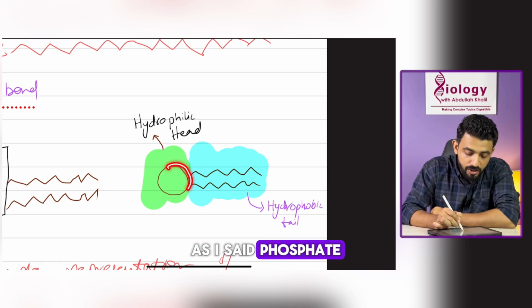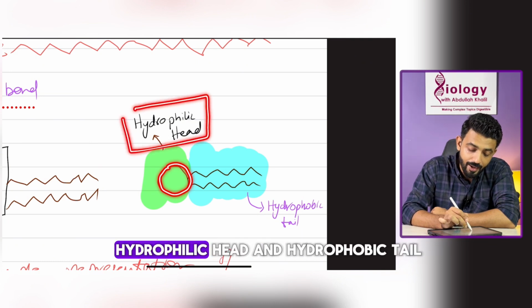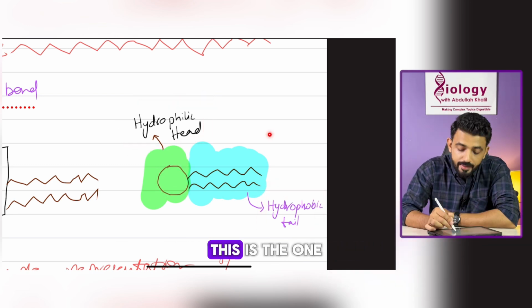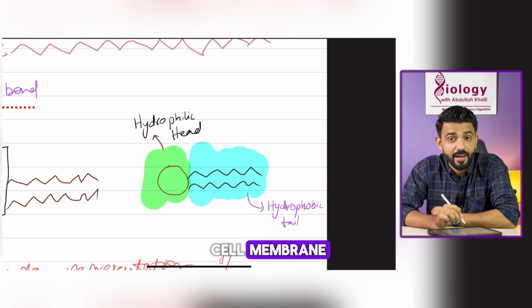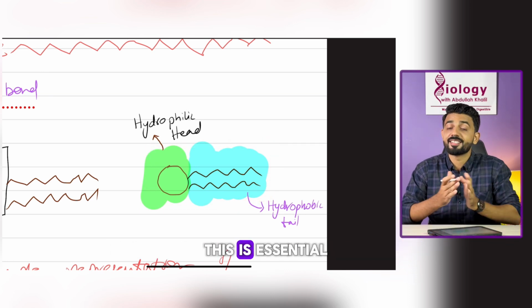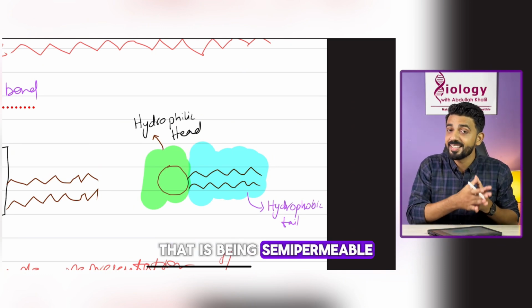As I said, phosphate is a polar substance. It is a hydrophilic substance, so we call it the hydrophilic head and hydrophobic tail. This is the one that makes up your cell membrane. Hydrophobic and hydrophilic together, this is essential for the functionality of the cell membrane, that is being semi-permeable.